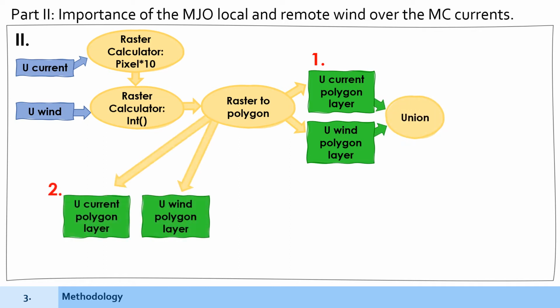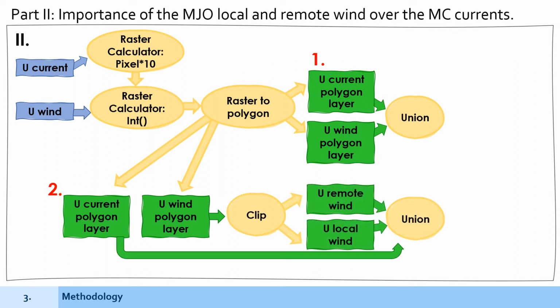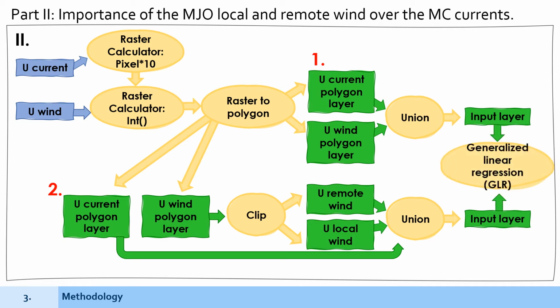On the second one, the wind data was clipped into 2, remote and local. And on the third, this was repeated using remote wind lagged 5 days, to consider the time it takes for the effect of the wind to show in the current. And in all cases, the generalized linear regression was performed and the resulting model performance parameters were compared.